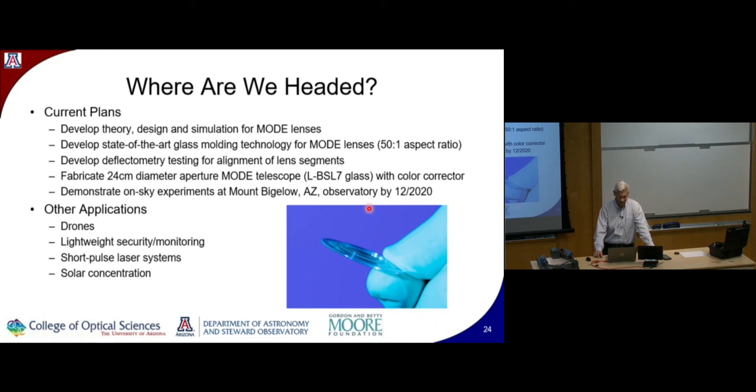I don't know. Okay. So we're fabricating a 24 centimeter diameter aperture mode telescope based on a low temperature LBSL7 glass with a color corrector. And our goal is to demonstrate on-sky experiments at Mount Bigelow, Arizona, at the observatory there, by December of this year. You might imagine other applications. Well, of course, lightweight drones, lightweight security monitoring, short pulse laser systems.